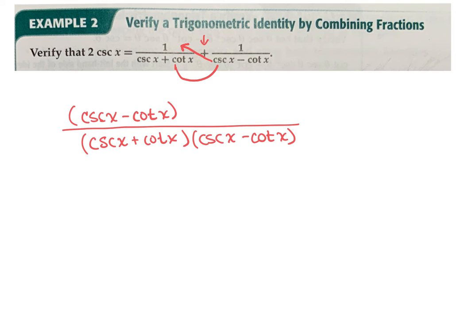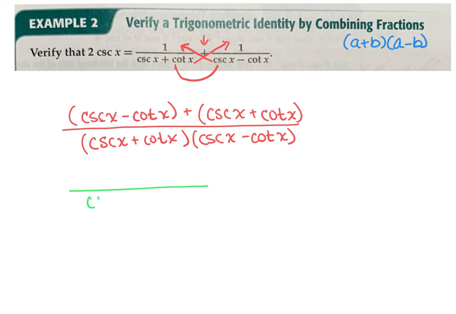It is a plus, so we're going to say plus. Then we're going to multiply across this way. 1 times that is going to be cosecant of x plus cotangent of x. All right, it is the same exact thing, but it's plus minus. See that these are the same exact things, it's just a plus minus. Yes? So that means that on the bottom, we have cosecant squared minus cotangent squared.